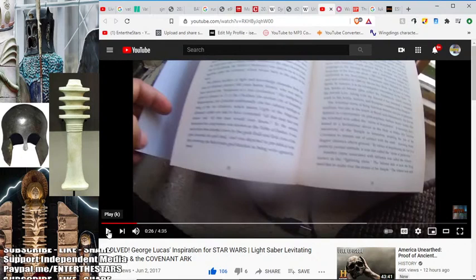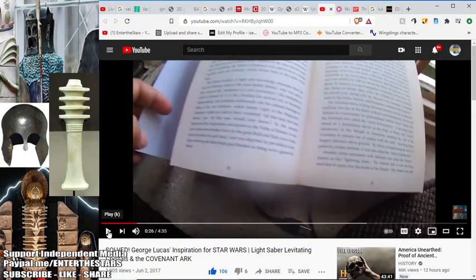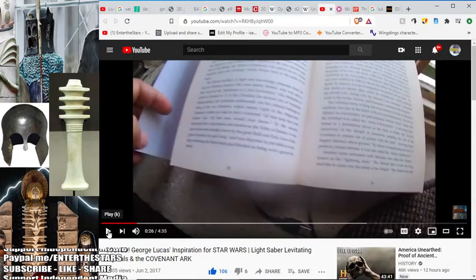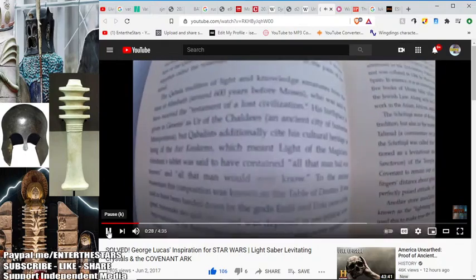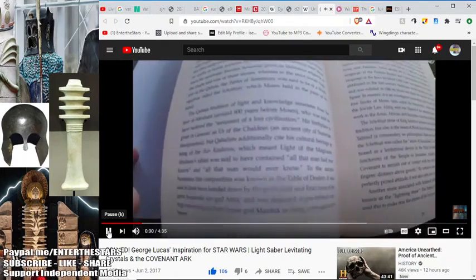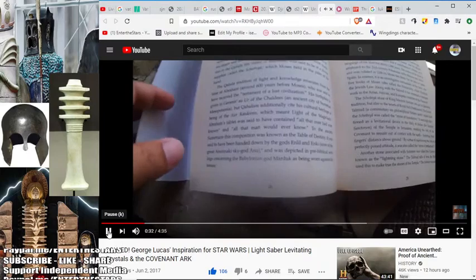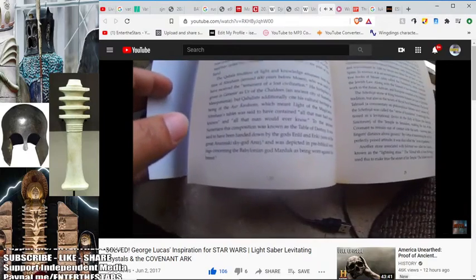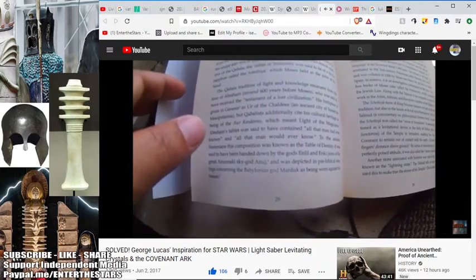And this was probably the inspiration for George Lucas's Star Wars. It's apparent to me now that he was a Kabbalist through and through. Let's listen. The other stone was called the Shatia. And this stone caused the Ark of the Covenant to levitate just inches off the ground.